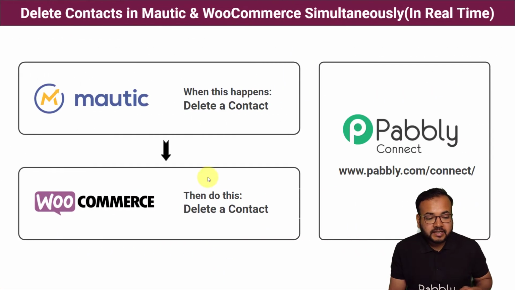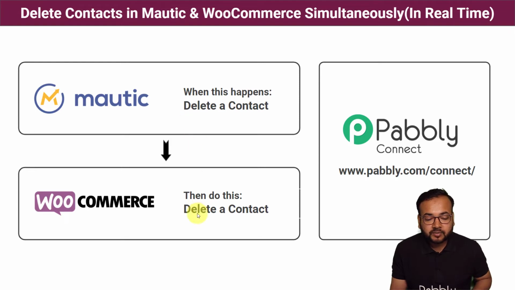So here you can see this will be the flow of this automation. As and when you delete a contact or customer from Mautic application, the same customer or contact will be deleted from WooCommerce automatically. Okay, so this will surely save your manual efforts and time.